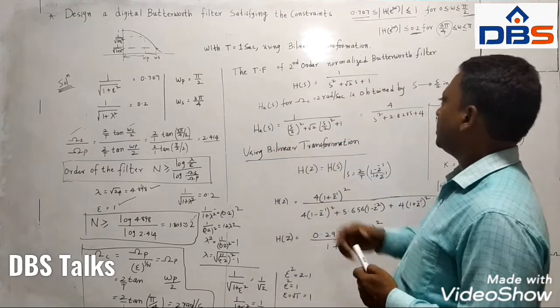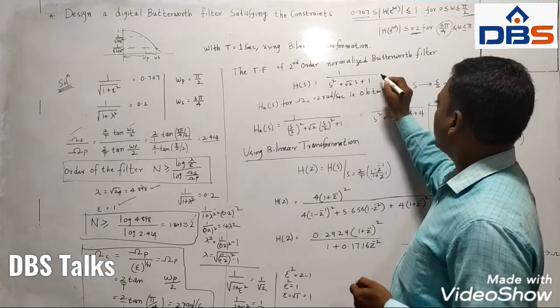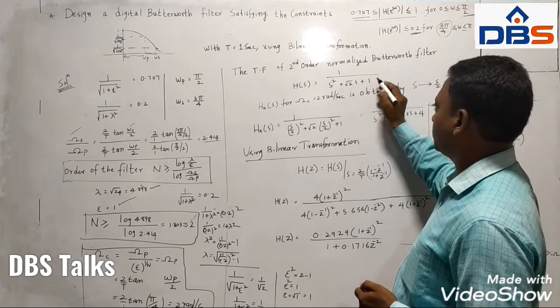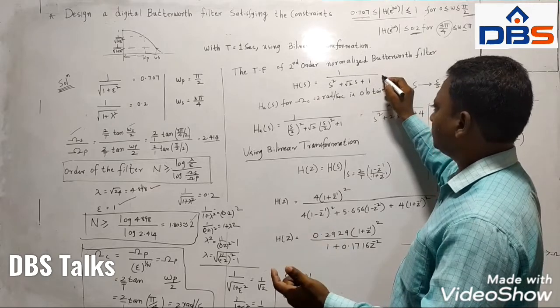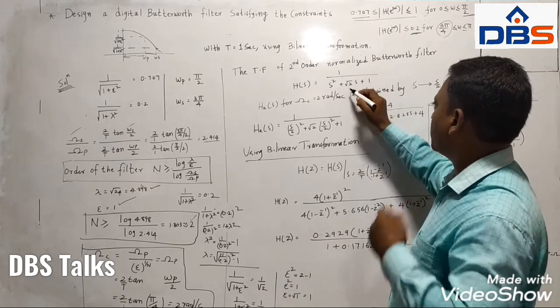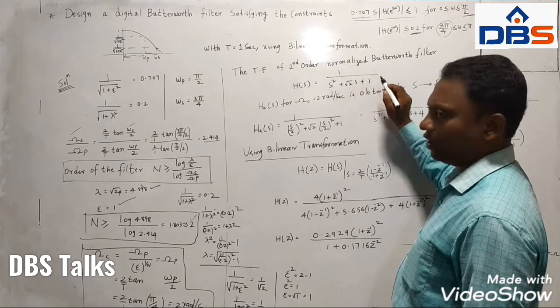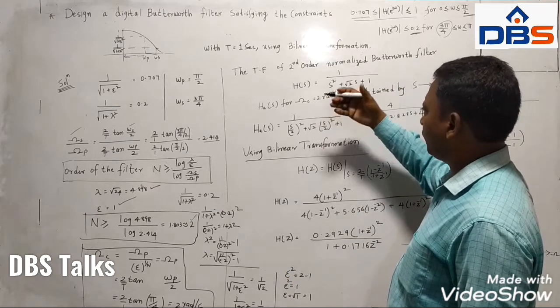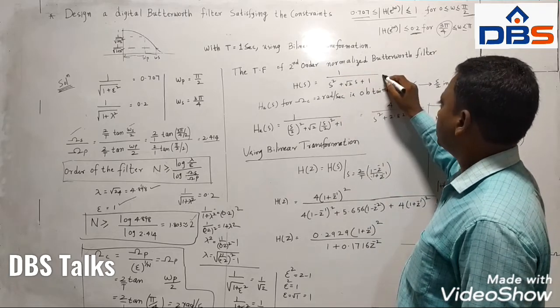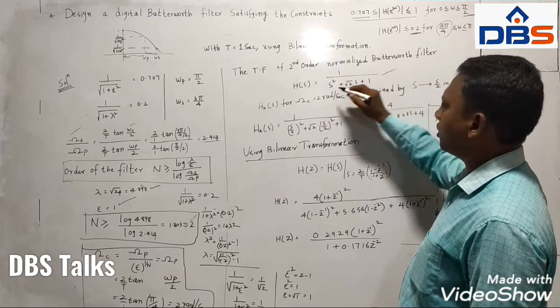This is a standard representation, so we have to understand that. It is 1 by s square plus root 2 s plus 1. For the first order, it is 1 by s plus 1. For second order, it is 1 by s square plus root 2 s plus 1. Like that for third order and fourth order, I will give you the standard transfer functions. This is H of s.